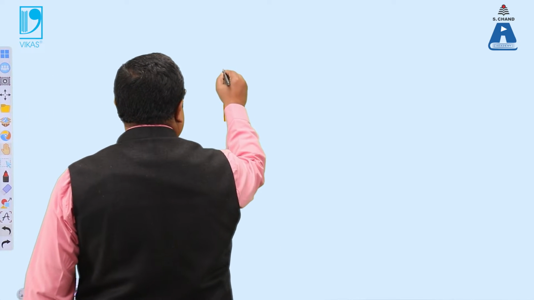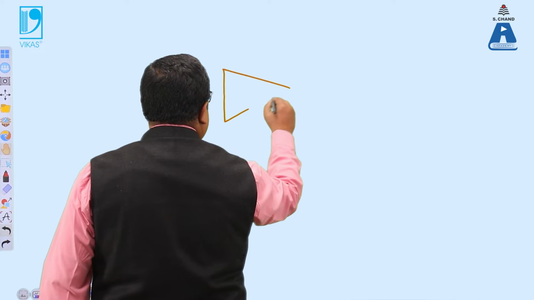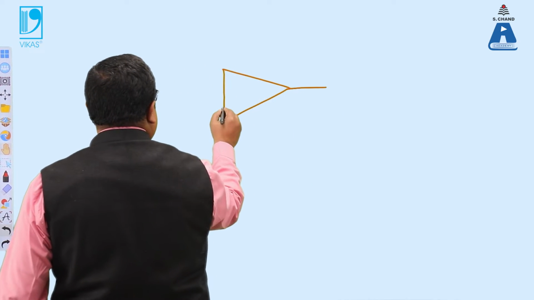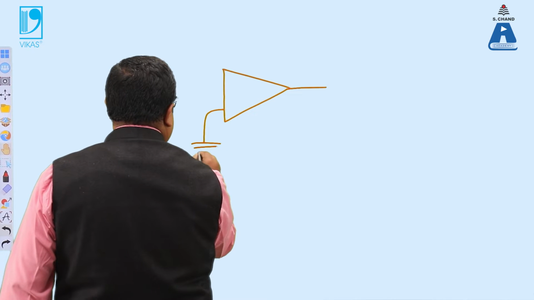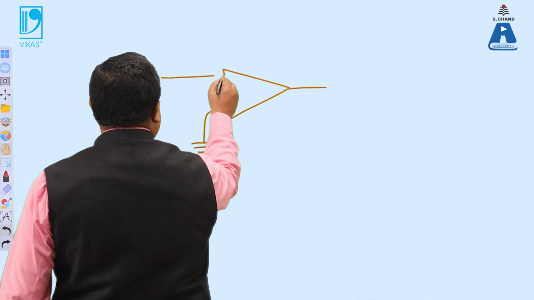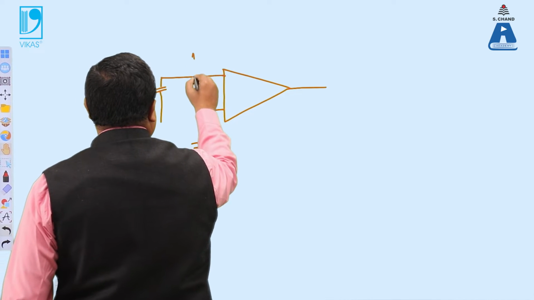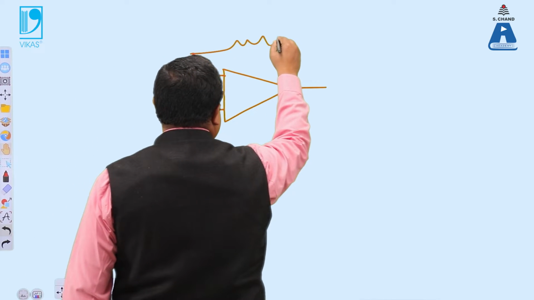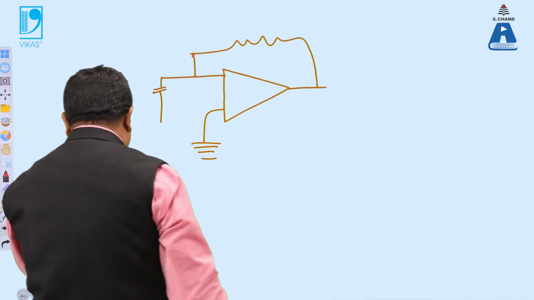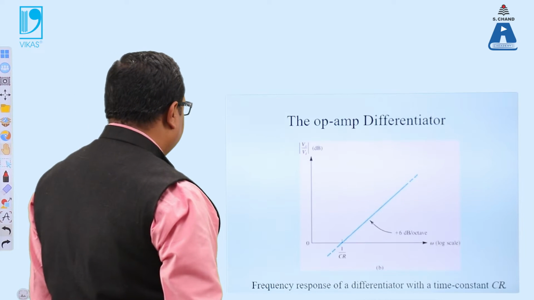If we focus, we can make it like this. This can be grounded, and this can be connected to the capacitor that we want to use, and then a resistor can be used for this. As we can see in the circuit, this is how the circuit is made.